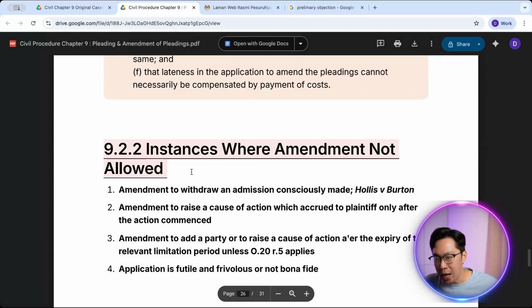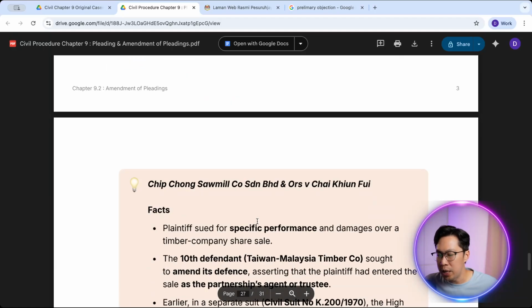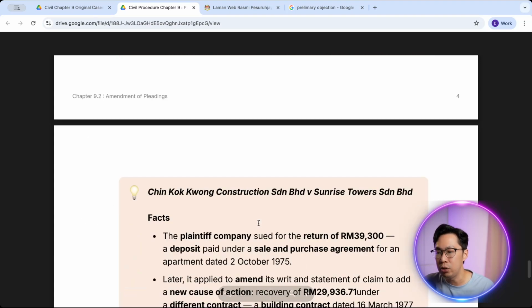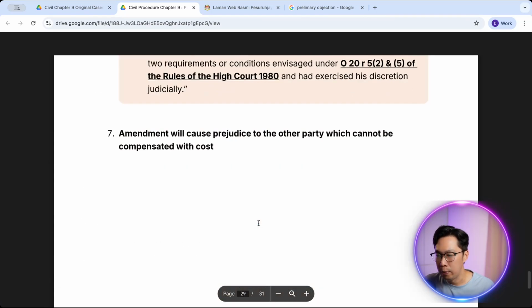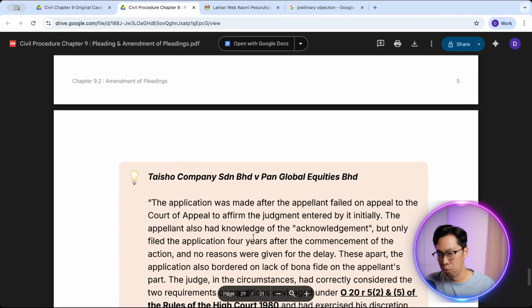Do you need to know this particular case? Now, if they're going to ask you a question, probably for 7-8 marks, you're going to explain some. So if you can know this case, then of course much better. But I can tell you which one is the one that you really need to know. It is this one, Kyon Maru. Kyon Maru, you must know.